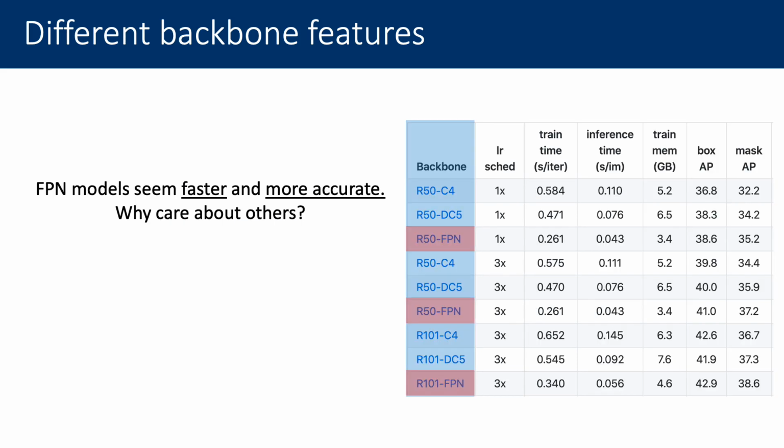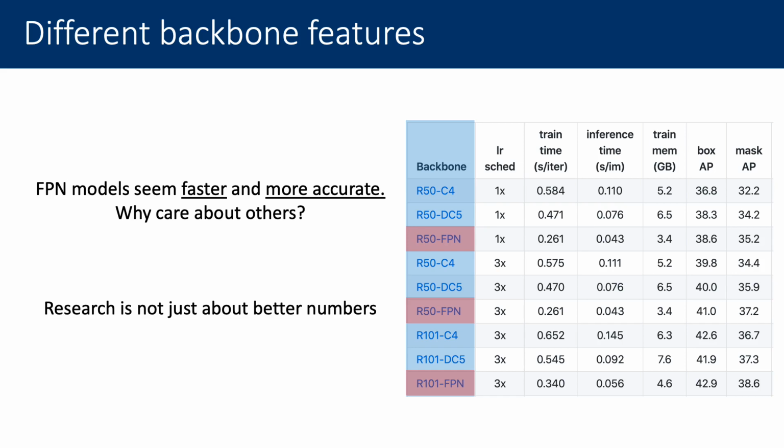When looking at these models in more detail, we will find that those backbones equipped with the feature pyramid network, or FPN, they seem to always perform the best compared to other models. They're both faster and more accurate than the other backbones that we listed here, as you can see in the table. So you might wonder, why do we bother with these different types of models given one type that seems strictly better? Well, it's because research is not just about better numbers.